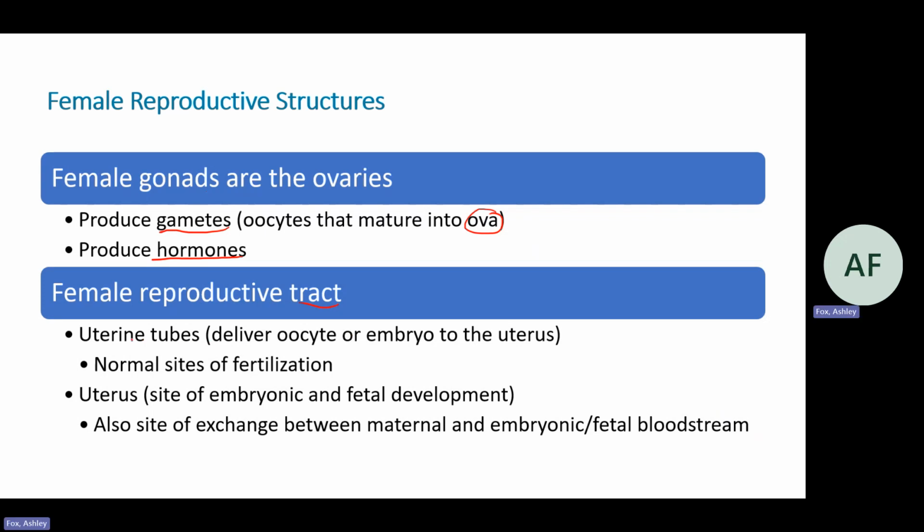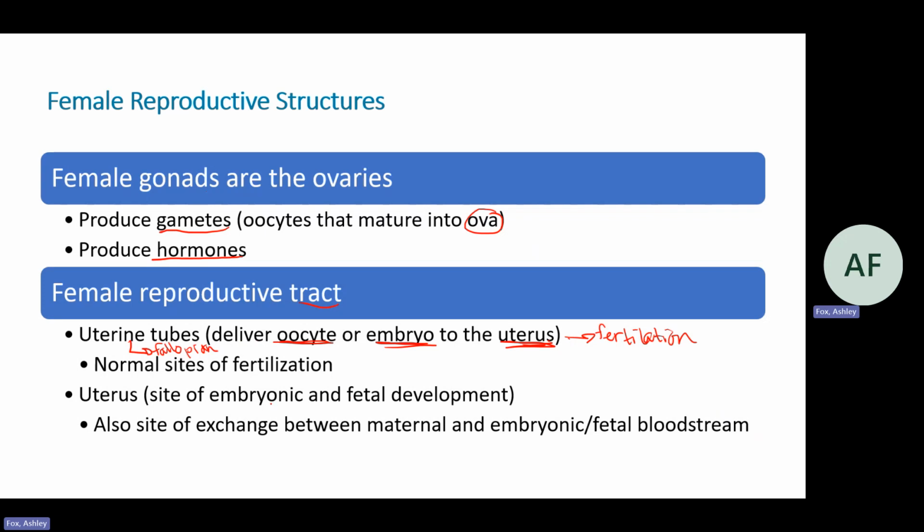We have the uterine tubes, which used to be called fallopian tubes. That's the connection between the uterus and the ovaries. So that's going to deliver the oocyte, a maturing egg, or an embryo if we're fertilized, because this is where fertilization occurs, in the uterine tubes. So that's going to deliver these to the uterus.